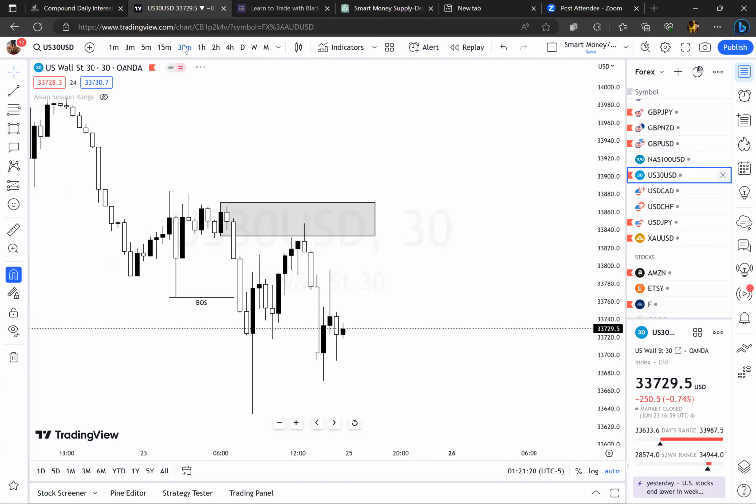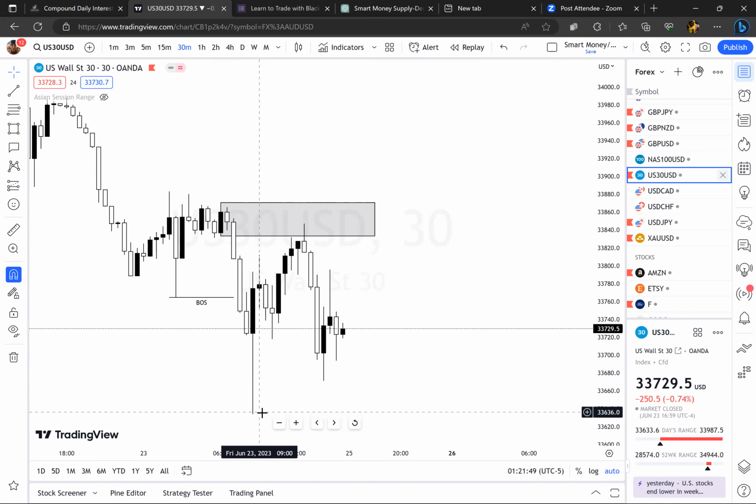Let's go down to the 30 minute. See, now this looks a bit better. We broke structure here, came down, got this wick, came up, retraced back to the zone, came down. I'm looking at this to probably come down some more, because I would like to see it break this structure.